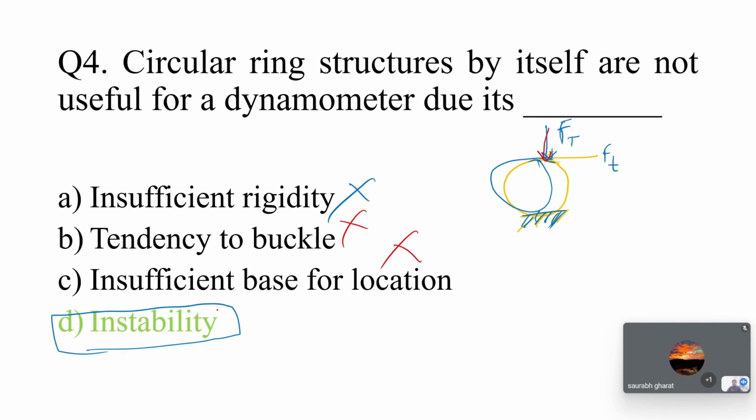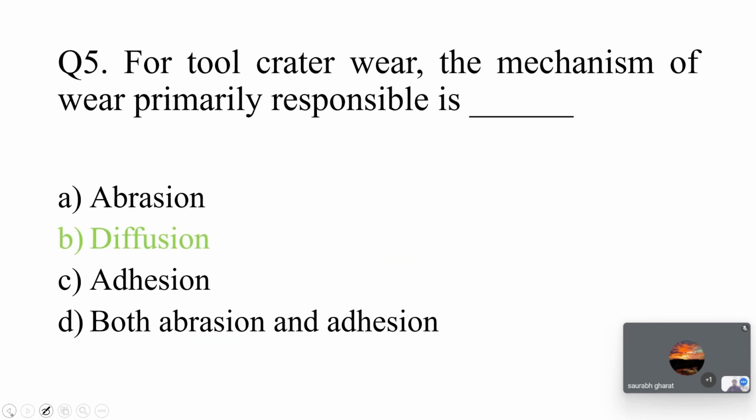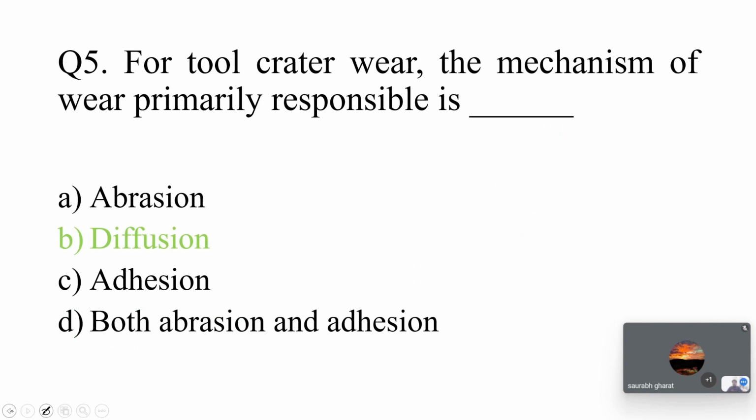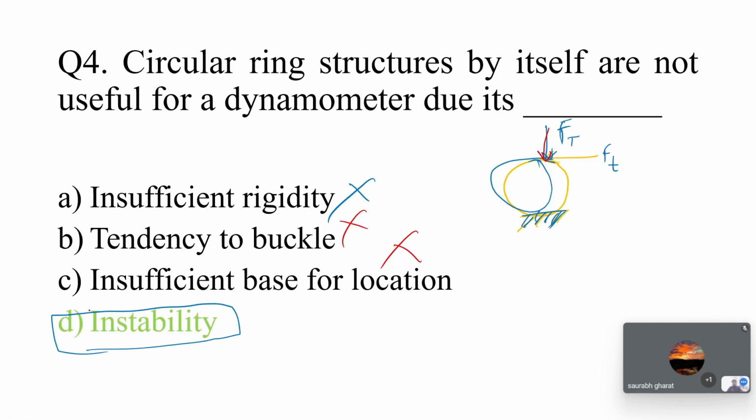That's why we can't take it. Rolling is the most important thing, so the answer will be instability. It's correct, because of the rolling part of it.